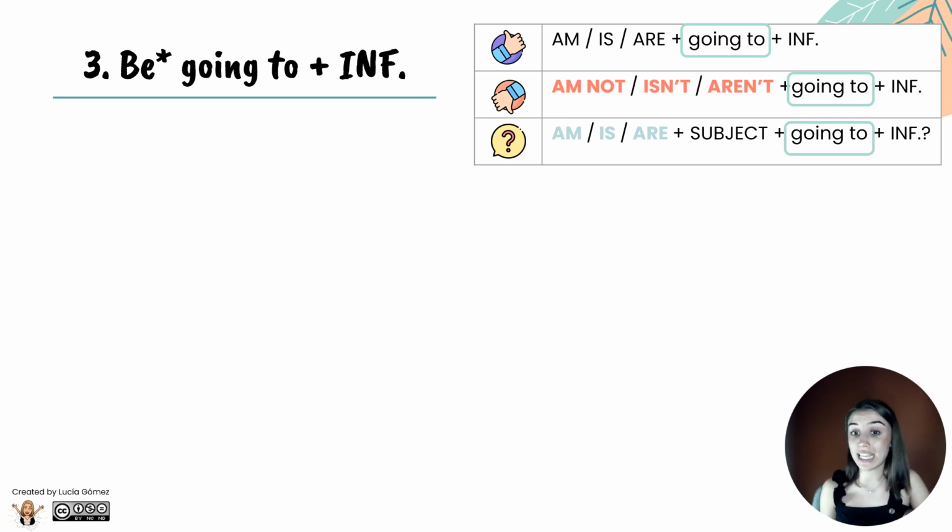If you want to negate it, what we do is that we negate the verb to be, and if we want to create a question, we front somehow the verb to be. We place it at the beginning, okay, and then the rest of the structure.